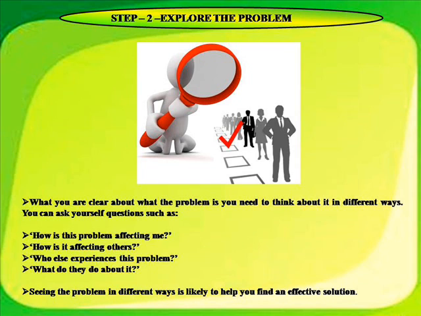Step 2. Explore the problem. Once you are clear about what the problem is, you need to think about it in different ways. You can ask yourself questions such as, how is this problem affecting me? How is it affecting others? Who else experiences this problem? What do they do about it? Seeing the problem in different ways is likely to help you find an effective solution.